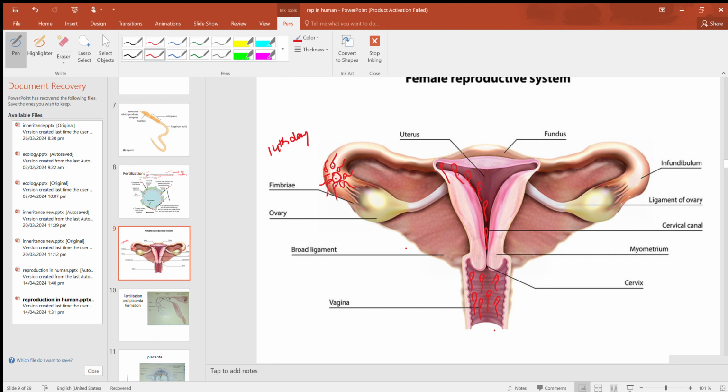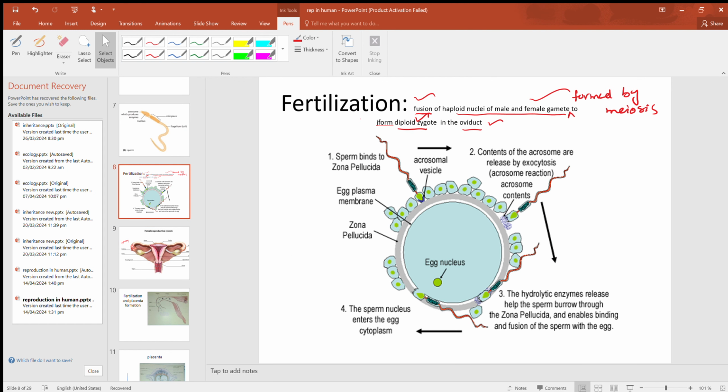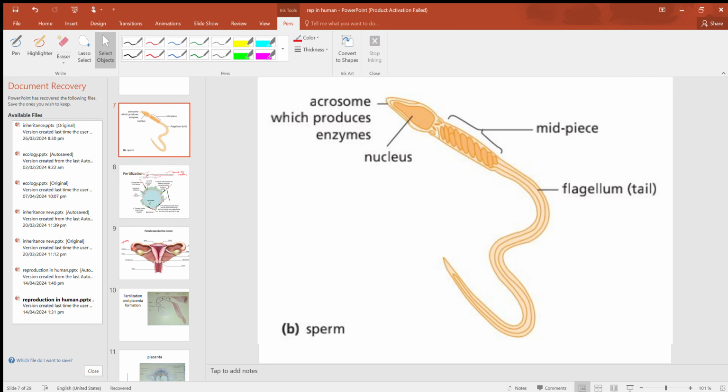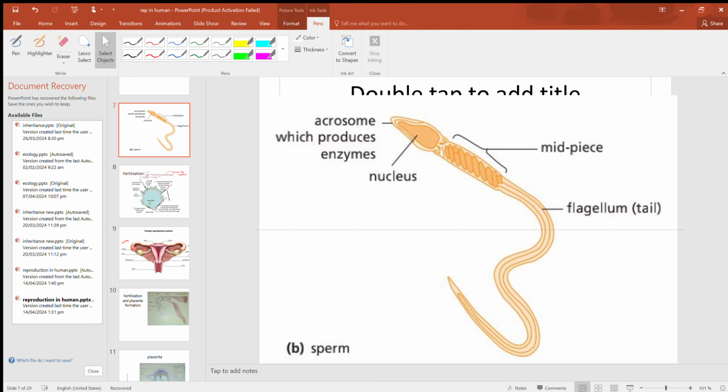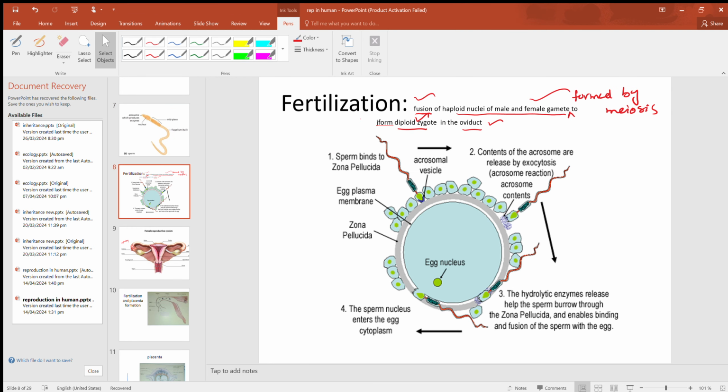And then they surround the egg. Okay. Now the sperms will surround the egg, and we have studied in the structure of the sperm that the head of the sperm contains the acrosome, and the acrosome will release enzyme to digest the outer coat of the egg, the jelly coat of the egg. This is the jelly coat of the egg.